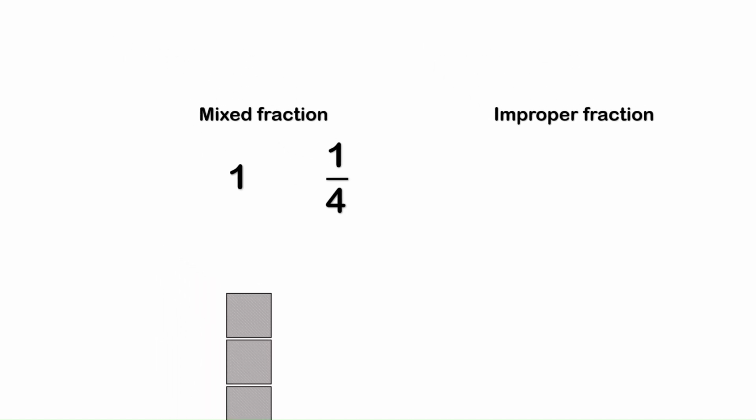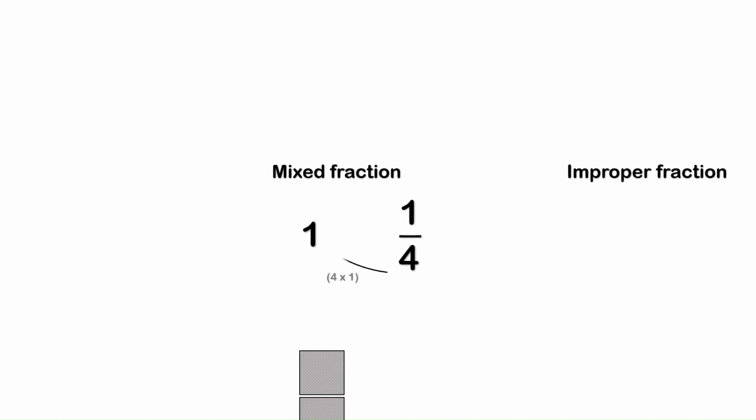Now we are going to convert this whole object into parts. Since the fraction 1 upon 4 represents one part out of an object divided into 4 parts, we will divide this whole object also into 4 parts. So our whole number 1 should become 4 when counted as parts. And how does this happen? It happens when we multiply 4 by 1. 4 times 1 is 4.